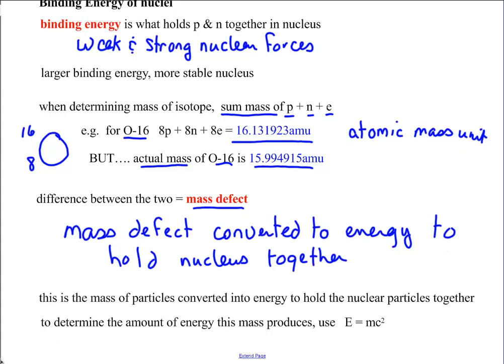Again, if I want to find out how much energy this is, I'm going to use Einstein's equation. The mass in this equation is the mass defect. C is the speed of all electromagnetic radiation in air or a vacuum, and then the energy that I'm calculating is the binding energy. The energy here in this equation is energy per nucleus.